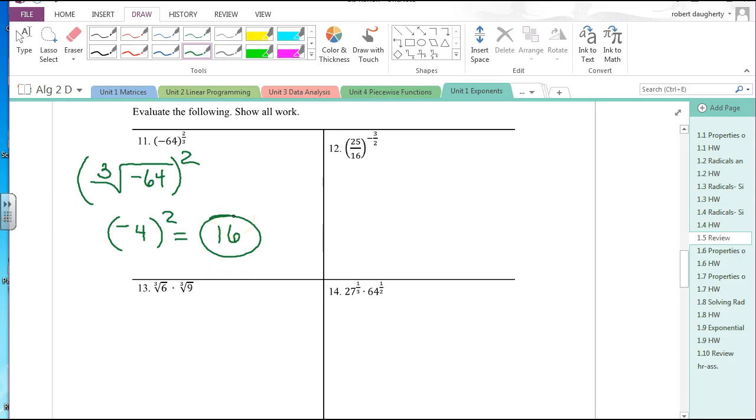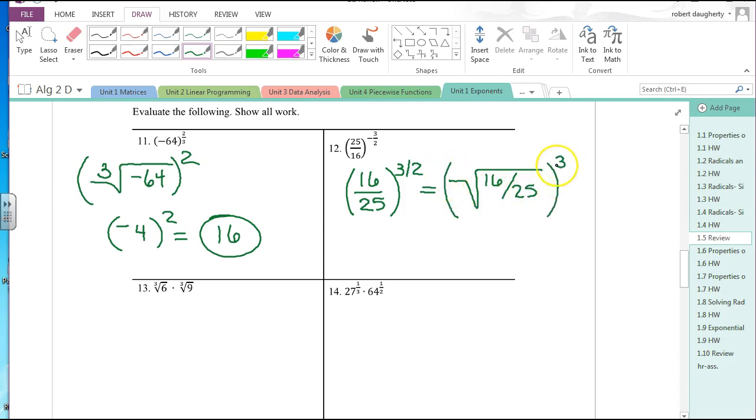16. Number 12. I've got a negative exponent. I would rather that be a positive exponent. That is very easy to change. If I write this as 16 over 25, that is now to the 3/2 power. What does that mean? That means the square root of 16 over 25. I'll get that number and I will cube it.